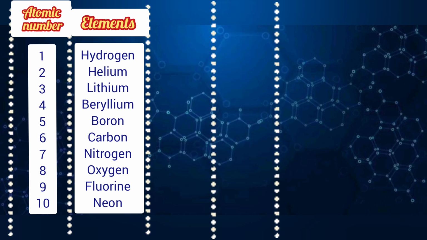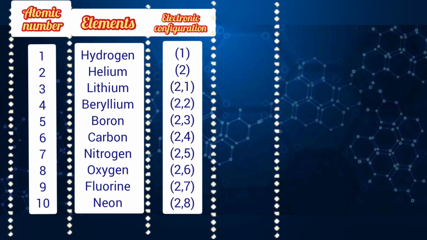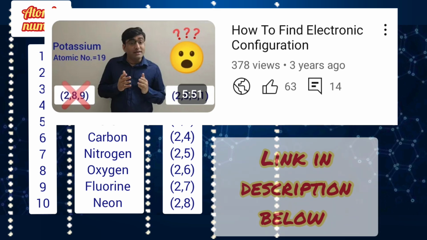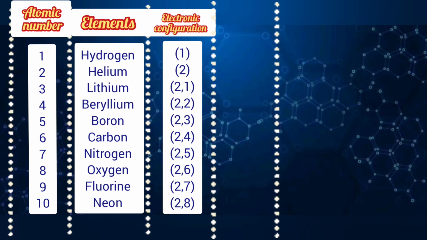Now as we can see in the third column, I would write the electronic configurations. How to write the electronic configurations, I have already made a video on this. So if you don't know how to write the electronic configurations, please go and watch that video first. The link of that video, I would mention it in the description below. Learn first how to write the electronic configuration, and then you can continue with this video of how to find out the valency of the elements.